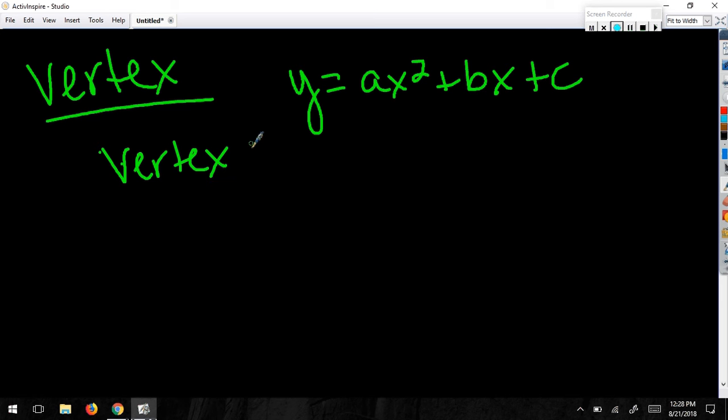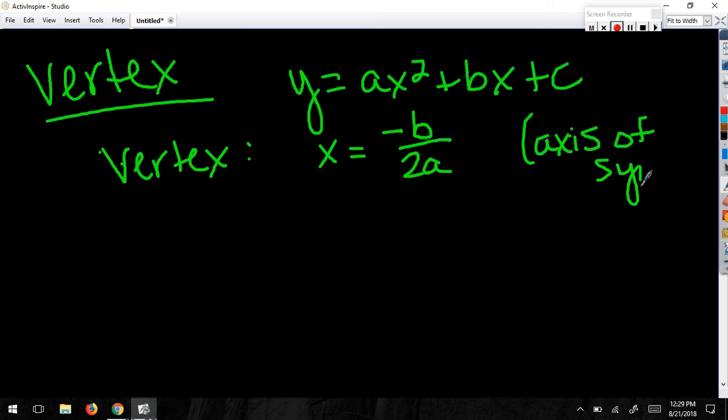So I'm going to use this little formula to find the x part: opposite b over 2a. Notice I didn't say negative b, I said opposite b. Why do you think I said opposite, not negative? If it's already a negative, negative makes a positive. So just to save confusion, whatever the sign is, you flip it. So this is also my axis of symmetry.